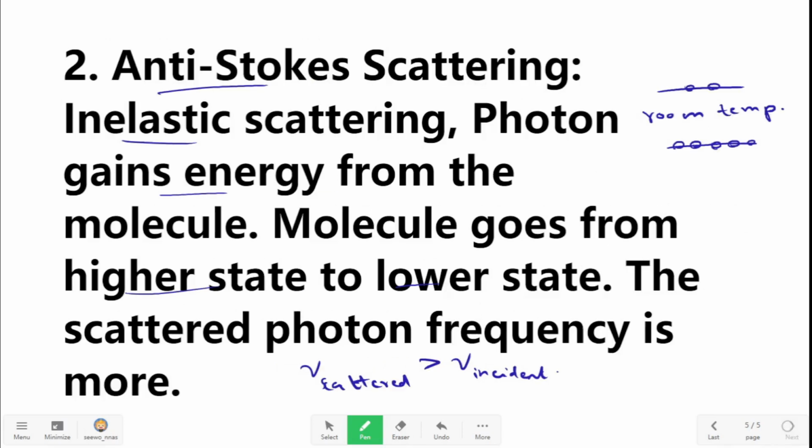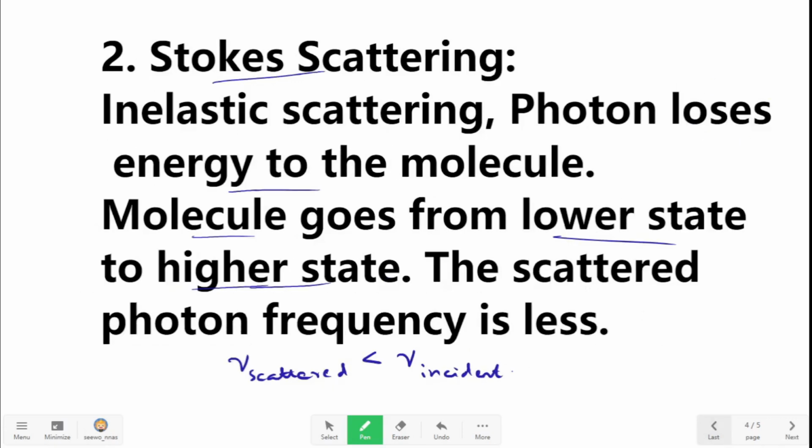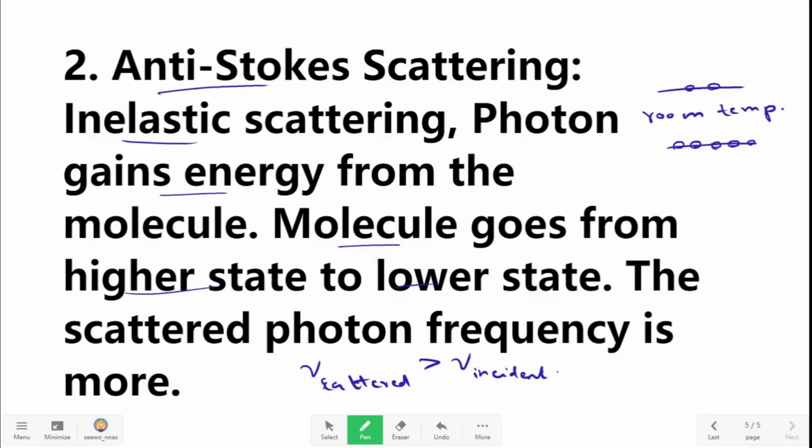For anti-Stokes scattering to occur, we need the molecule to go from a higher state to a lower state, but at room temperatures, more molecules are occupied in the lower levels. Therefore, more intensity will be for the Stokes. Therefore, the correct ordering is I Rayleigh greater than I Stokes greater than I Anti-Stokes.